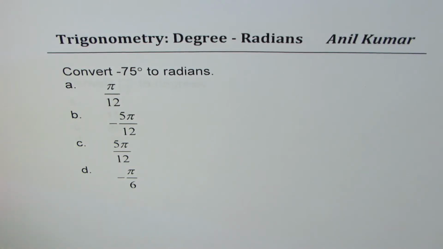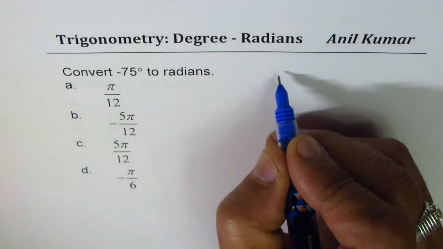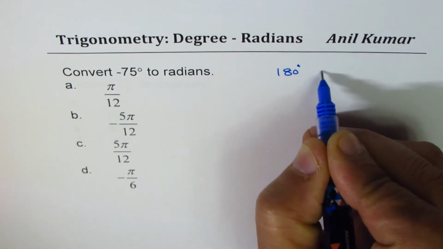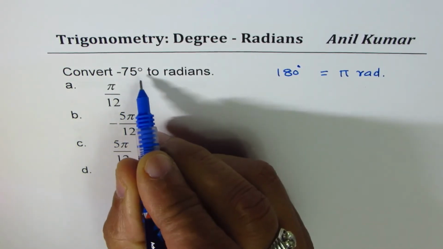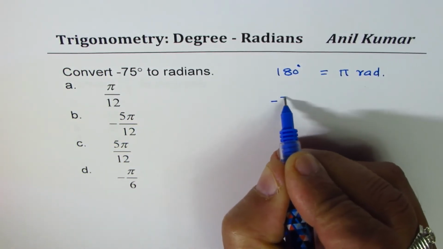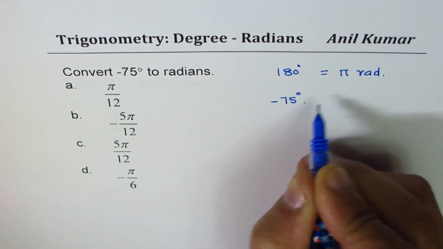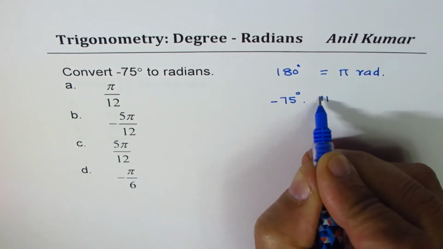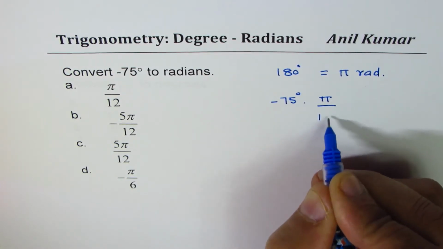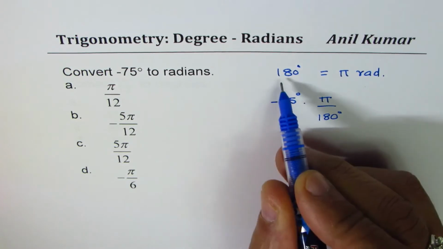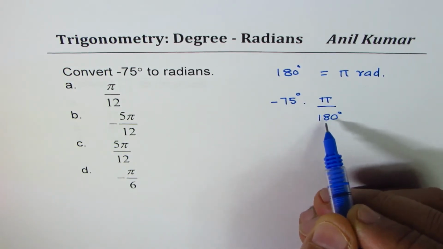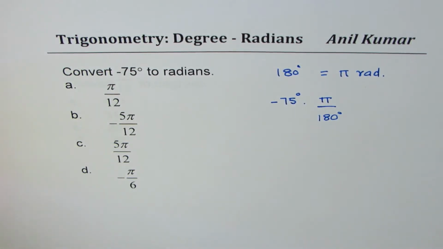Now this time I have taken minus 75 degrees. You know the relation: 180 degrees is equal to pi radians. We want to convert from degrees to radians. We have minus 75 degrees. We want radians on the top, so I'll keep pi and divide by 180 degrees. Pi divided by 180 degrees is 1, so we are multiplying by 1 only. You can also use your calculator to simplify.